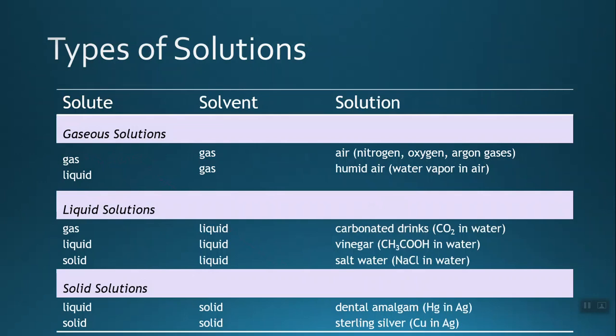For liquid solutions, we have carbonated drinks like soda, any of your Monster drinks, those are carbonated, right? That is carbon dioxide solute, so gas solute, that's dissolved in a liquid solvent, and that's how you get your carbonated drinks. Sometimes there's liquid solutes and liquid solvents, and that's how we get vinegar, and that's how we also make different types of acids.